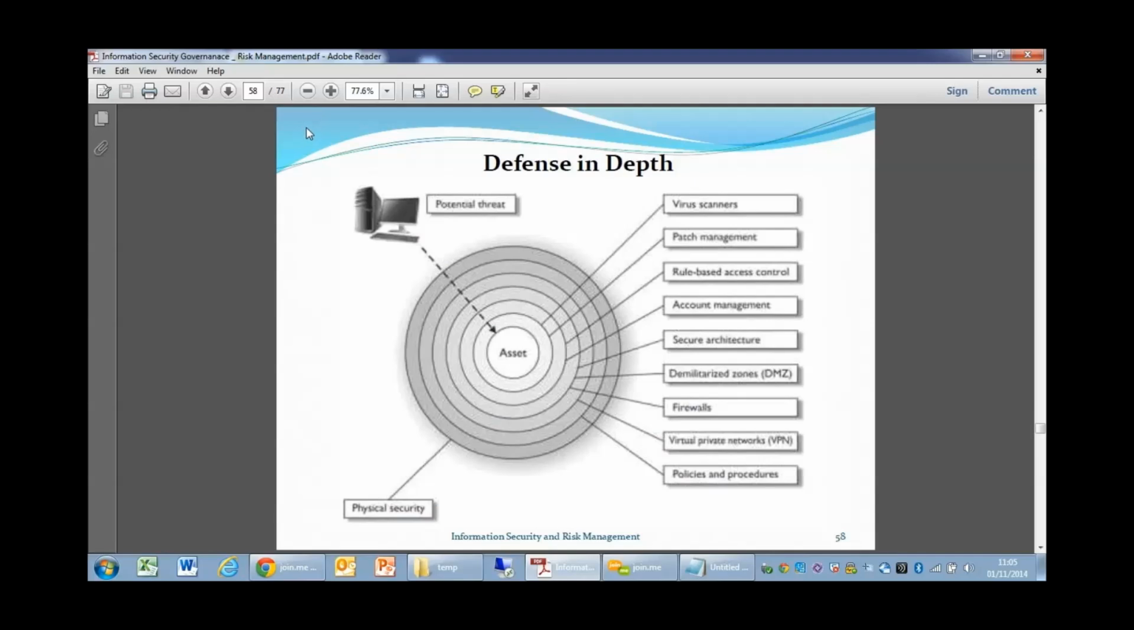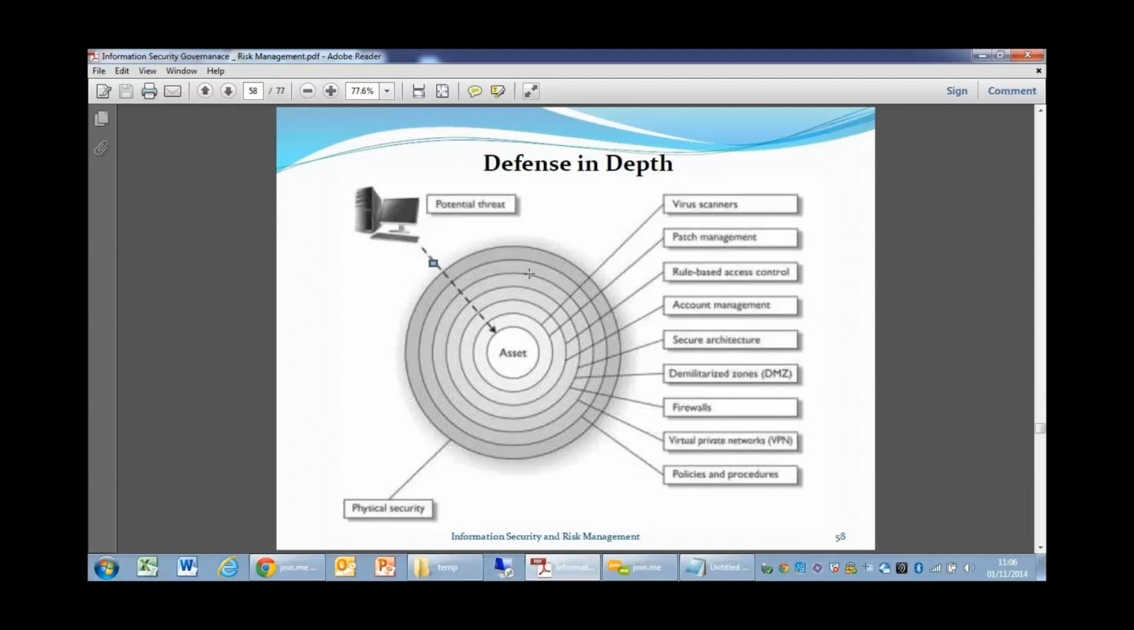Now the next concept in CISSP, which is an important concept, is defense in depth. When I say defense in depth, you want to protect the centermost asset, right? You may have various controls starting from the most inner circle to the outermost circle. Let's say the most inner circle is virus scanners, and the next is patch management, rule based access control, account management, secure architecture, demilitarized zones, firewalls, virtual private networks, policies and procedures. And the last is physical security, the security guard standing at the gate, or the receptionist sitting at the main gate of your organization.